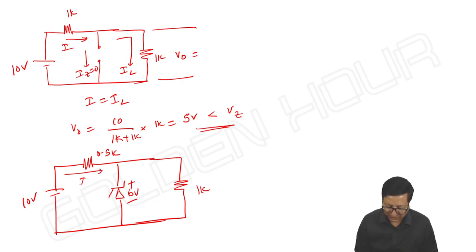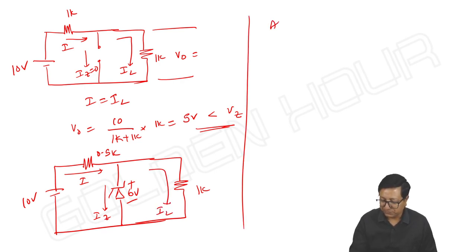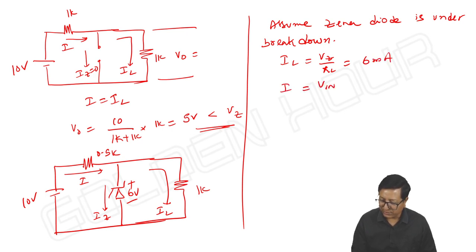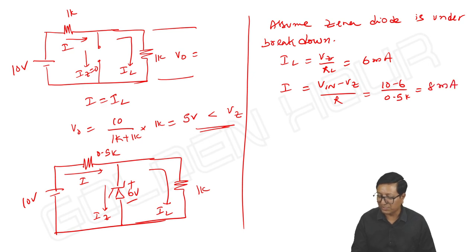Okay, now you take this current I, Iz, IL. So assume the Zener diode is under breakdown. If that is the case, what is IL? Vz by RL, it is 6 milliampere. And what about I? It is Vin minus Vz by R. It is 10 minus 6 by 0.5K. It is 8 milliampere. No doubt it is greater than IL. And hence Iz is equal to I minus IL. It is 2 milliampere. Everything is perfect.